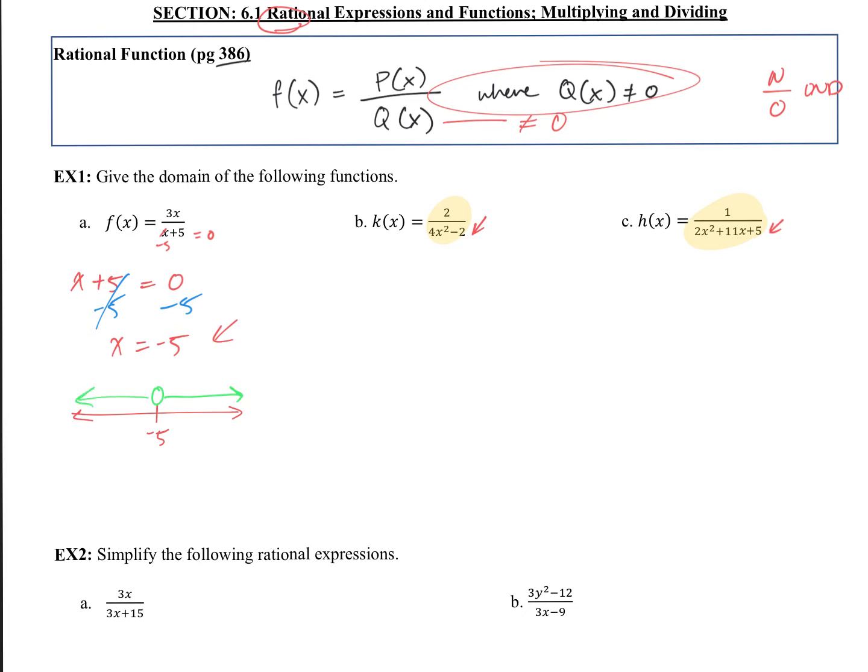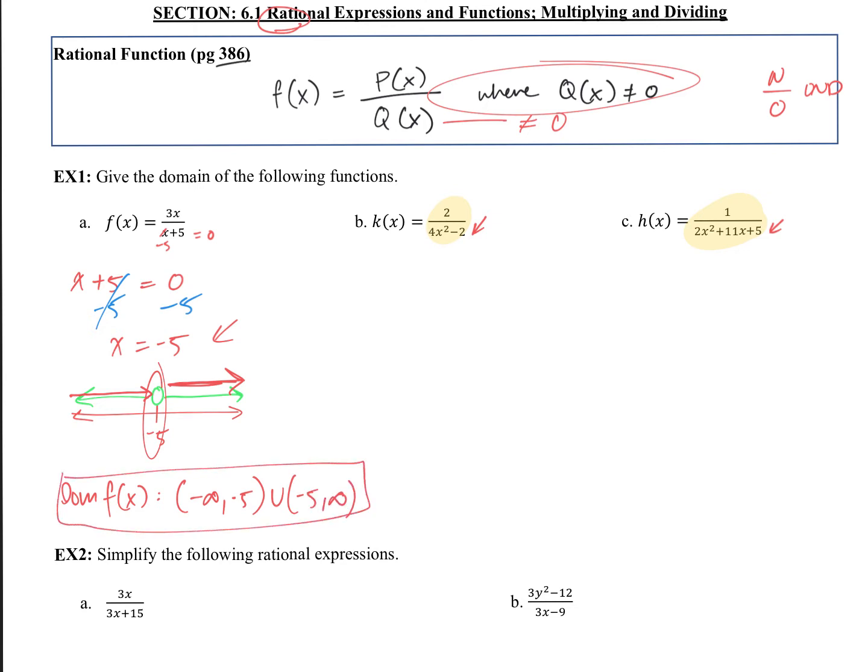Now how do we answer this? We're going to write the domain of f of x is going to equal what? All numbers, negative infinity all the way up to negative 5, but we take out negative 5 because it causes a problem. So negative infinity to negative 5, stop, take out negative 5, and then we're going to continue on to positive infinity. So union negative 5 to infinity. And that right there is the domain.